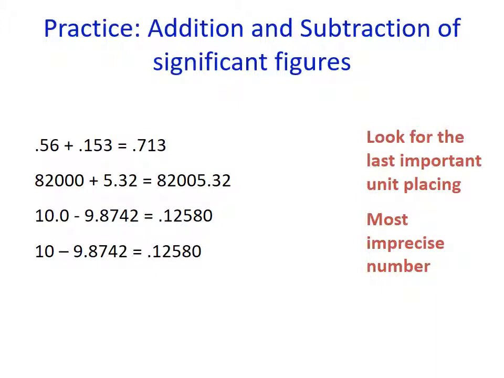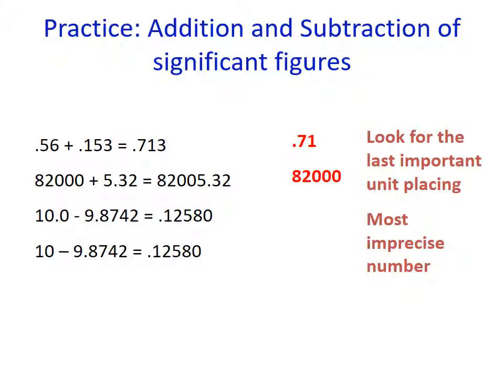Okay, so let's look at the first one. 0.56 plus 0.153 giving 0.713. 0.56 is the most imprecise number, so it must be 0.71. 82,000 plus 5.32 giving 82,005.32. The most imprecise number is 82,000, so the answer has to be 82,000. Remember those zeros.